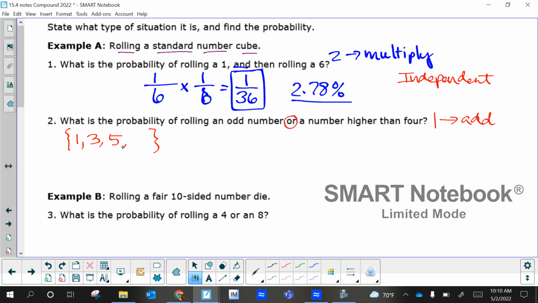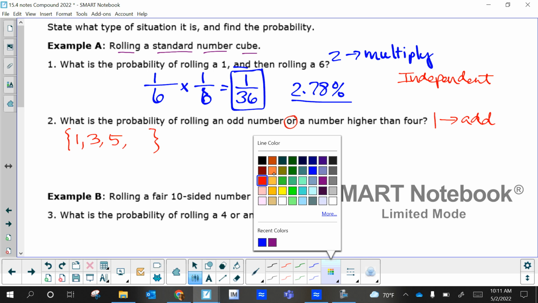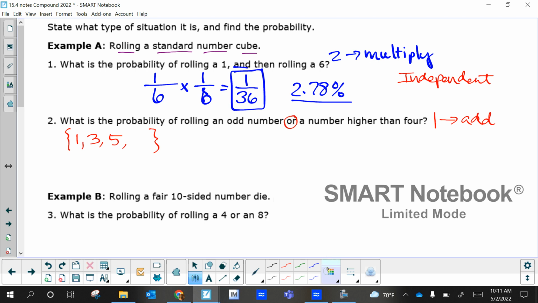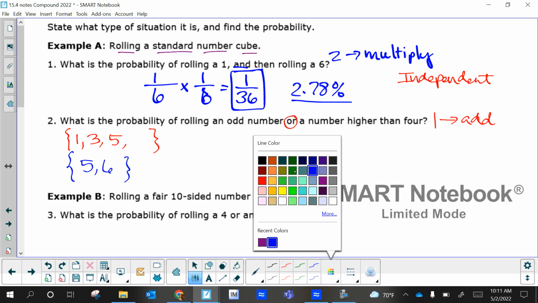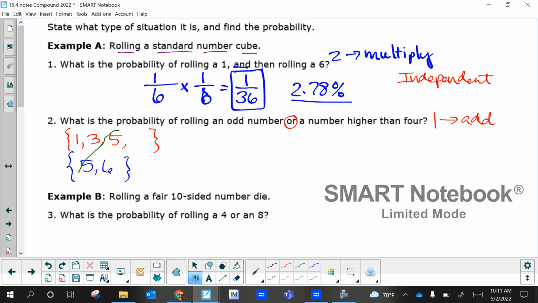1, 3, and 5. And then the other one was rolling a number higher than 4 again. So that was like the example we did. So we have just 5 and 6. Okay, do you see any overlap? Do you see any in common? I do. This 5 and this 5. Okay, and that's it. So we do have one that is involved.